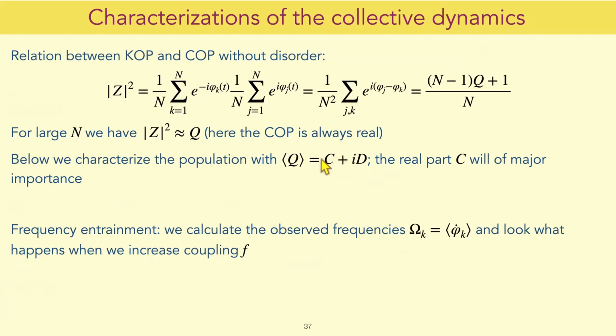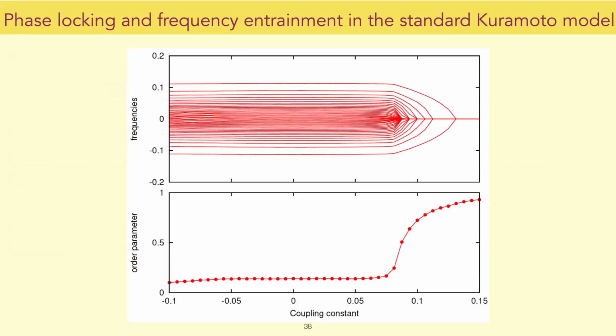And also, as the second measure, we will calculate the observed frequency of the elements. And look at what is happening if we increase the coupling F. This is what you have for the standard Kuramoto model. In the standard Kuramoto model, these are frequencies, and this is the order parameter. Here it is not zero because of finite size fluctuations, but there is a transition here. And you see, nothing happened to frequencies, but here frequencies start to come close to each other exactly at this point of the transition. And the transition is at some coupling constant which is non-zero, so there is a threshold.